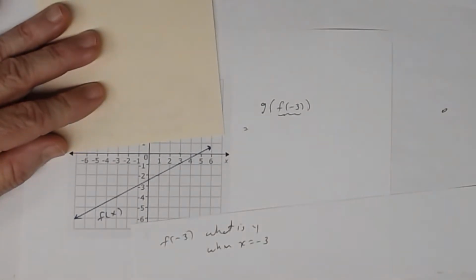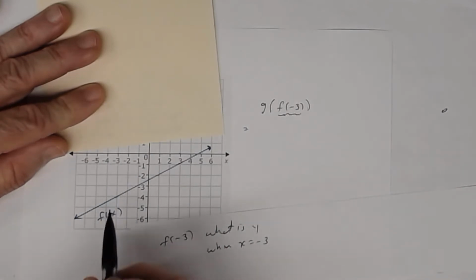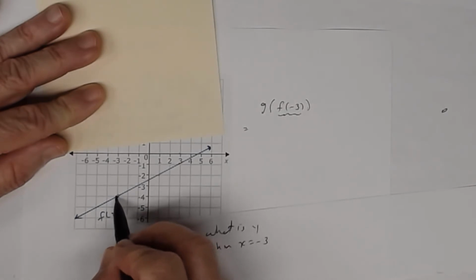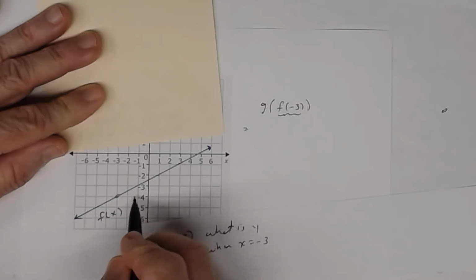So the point on the graph that corresponds to x equal -3 is this one right here. Let's go ahead and label that. It helps if you label it. So the coordinates of this point are (-3, -4). X is -3, y is -4.